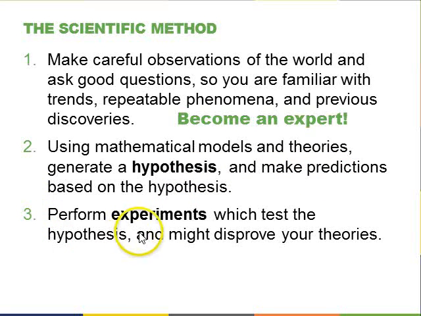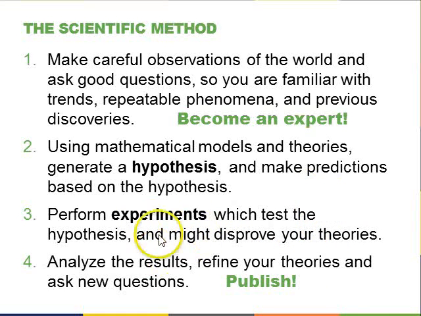Step three is perform experiments. Actually open your eyes, look at what the real world does, and try to design your experiment so that it tests your hypothesis and that you might be able to make an observation which would actually disprove your theory. And once you analyze your results, if what you see disagrees with your prediction, then you should change your hypothesis, change your theories. You may have to refine your theories based on what you're seeing and come up with new questions. And as you're doing this, you should publish and let other scientists know what you're doing. That's kind of a breakdown of a basic scientific method.